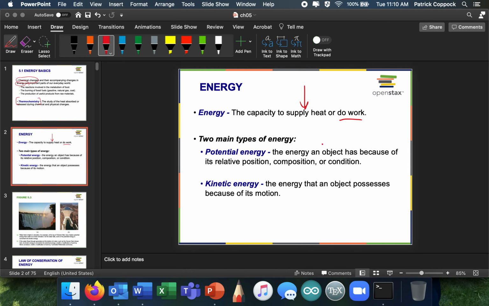Now there's two main types of energy, potential energy and kinetic energy. Potential energy is the energy of position, right? Some people will include composition and condition, although those are sort of energies of position as well, which we'll describe more later. Potential energy is the energy of position, and kinetic energy is the energy of motion. All right, and these two can be interconverted.